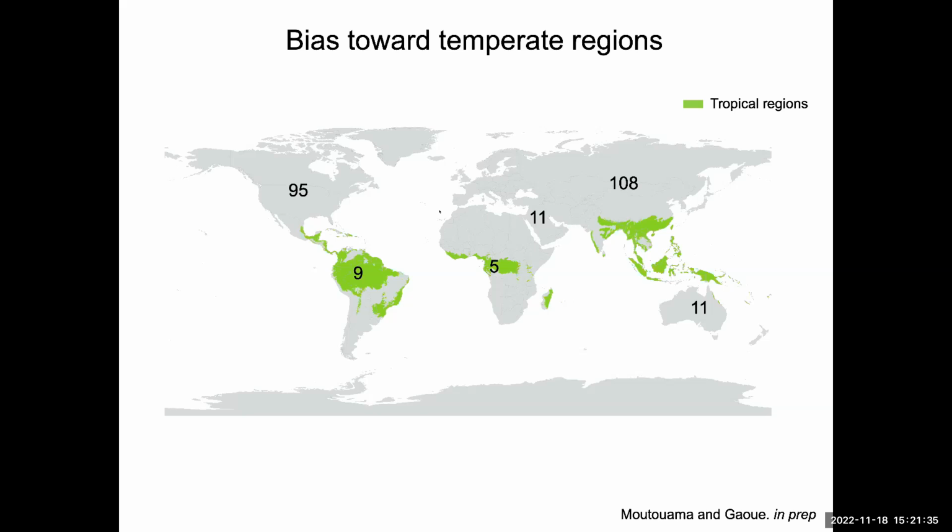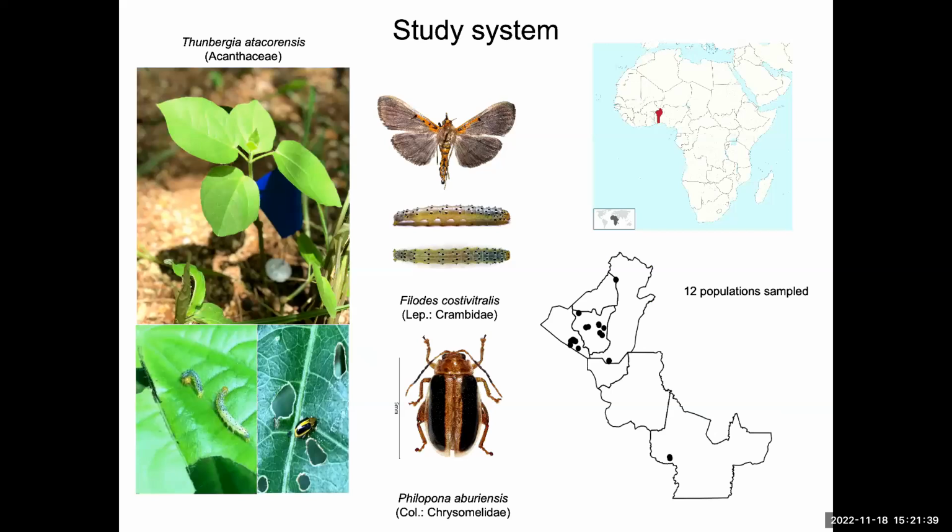So I went back to Africa. And I went to this country, Benin, where I was born and raised. And I sampled 12 populations of this species, attaquensis, which is a perennial herb, attacked by two herbivores. The first one is the larvae of this butterfly, and the second one is this beetle.